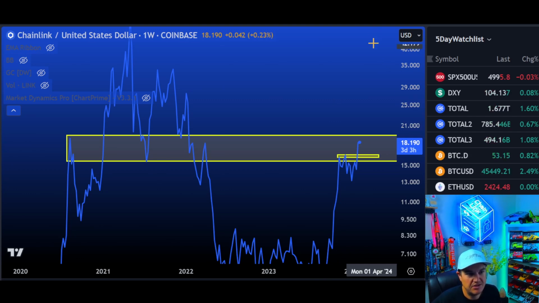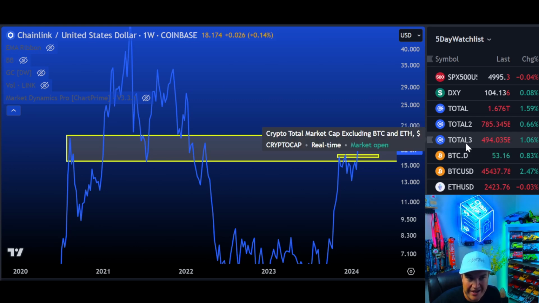Altcoins are good to go. Altcoins must get above, and that's total 3 here. Total is your total market cap, your market cap without Bitcoin. Your market cap without Bitcoin and Ethereum is total 3. So add that to your chart if you don't have it. Once we're above 520 billion, we're set to soar, okay? We talk about this a lot in our other group.